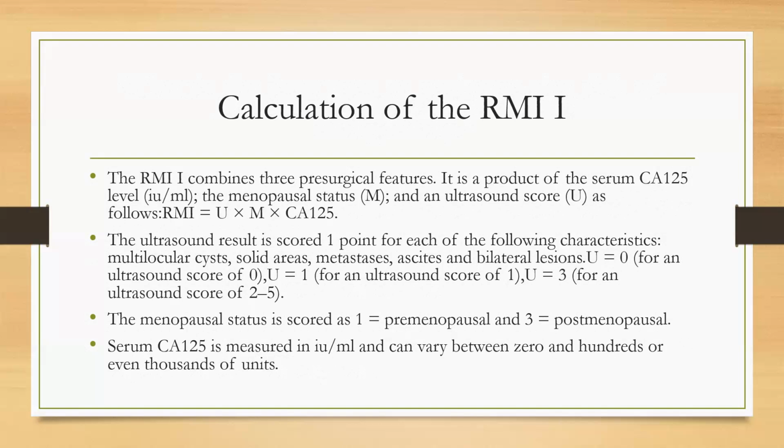Menopausal status: if the patient is premenopausal, the score is 1; if postmenopausal, the score is 3. And then the ultrasound result. In ultrasound, we look for characteristic multilocular cysts, solid areas, metastasis, ascites, and bilateral lesions. If no feature is present, the ultrasound score is 0. If one feature is present, the score is 1. If two are present, the ultrasound score is 3. There is no 2 in the RMI for menopausal status and for the ultrasound finding.